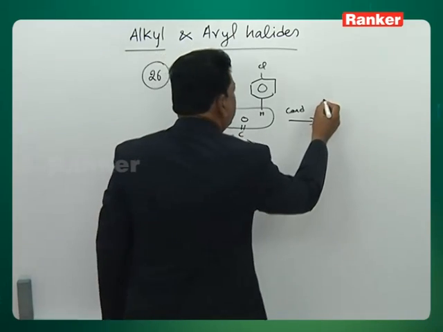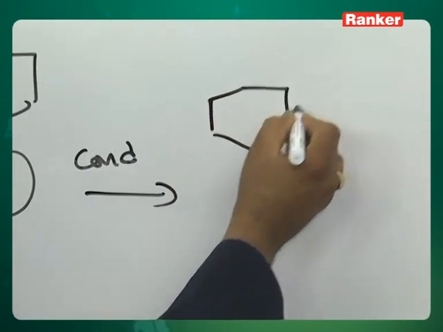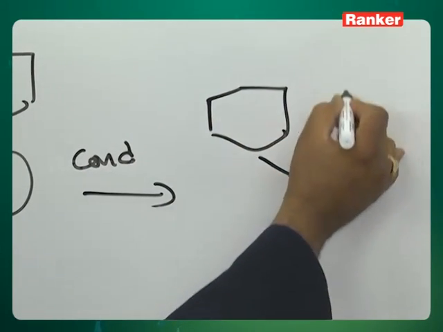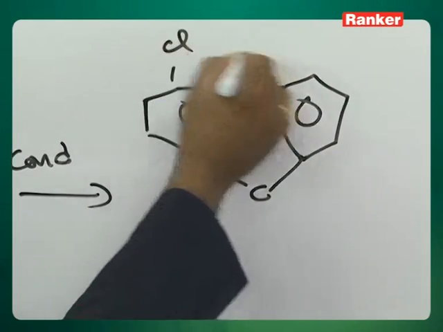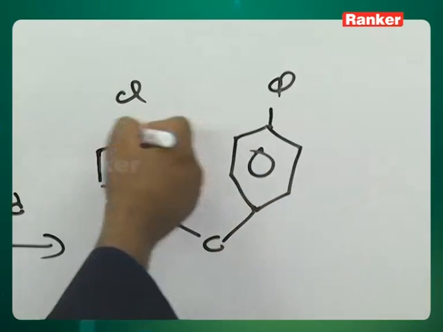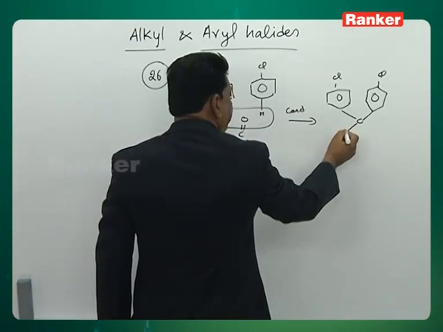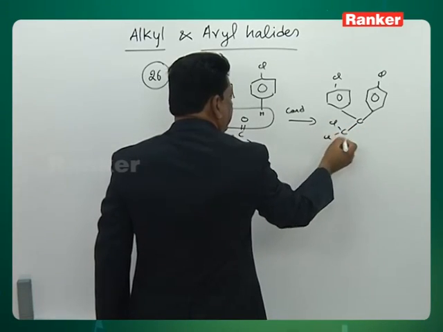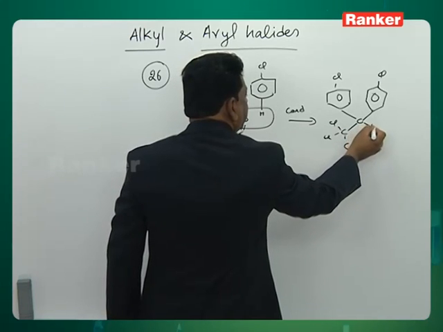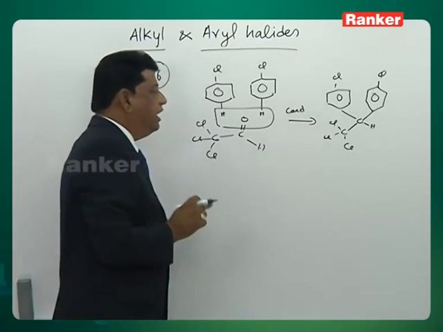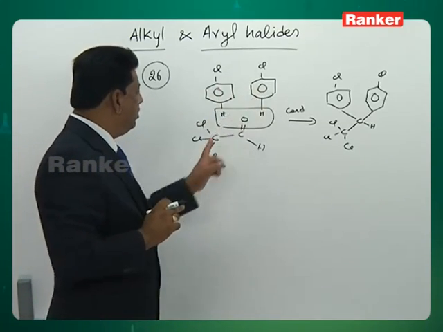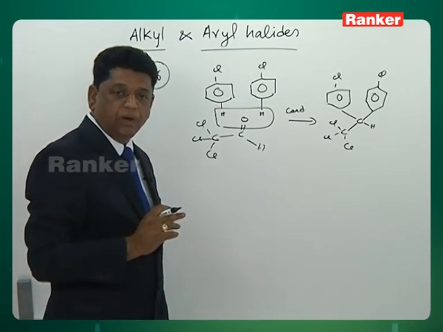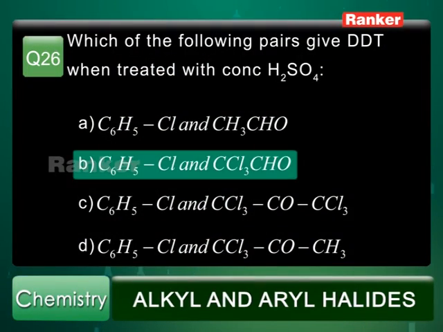So finally the compound leads to 2 phenyls linked to the carbon. This is called dichloro-diphenyl, and having 3 chlorines, that is trichloroethane. Dichlorodiphenyltrichloroethane is known as DDT. It is prepared from phenyl chloride and chloral, that is trichloroacetaldehyde. So option B is the right answer.